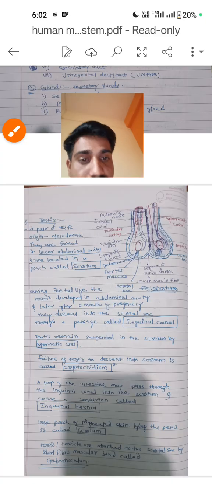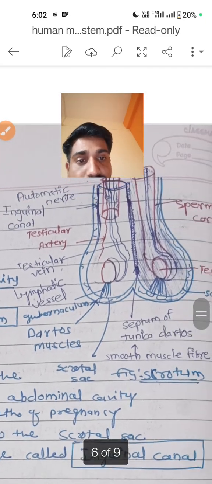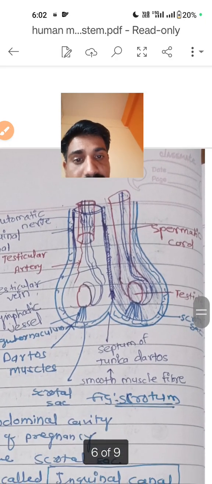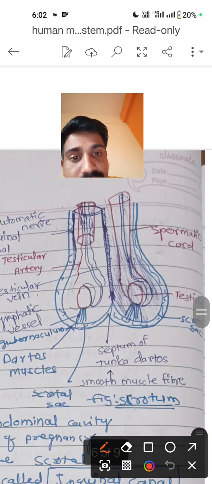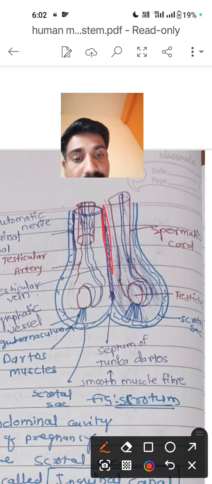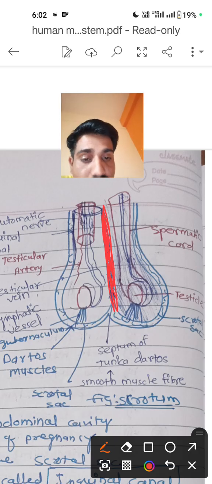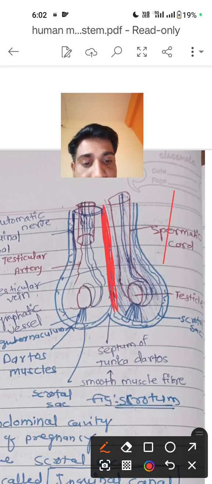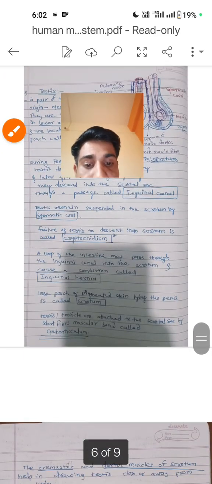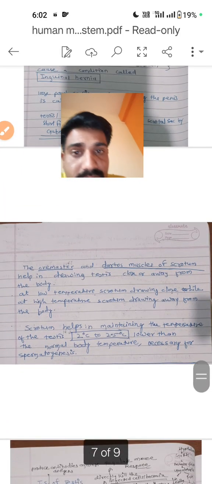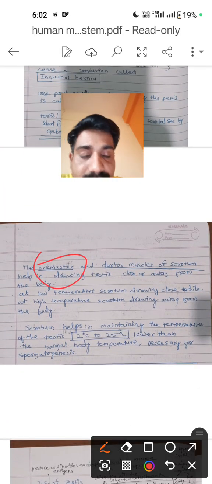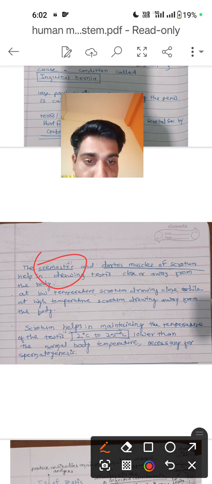There is a band-like structure. Between the two scrotal sacs there is a muscle, and that muscle is known as the septum of the tunica dartos. The septum of the tunica dartos separates the two scrotal sacs. There are two muscles in the scrotal sacs. There are how many muscles? There are two muscles. The first one is the cremaster muscle and the second is the dartos muscle of the scrotum.